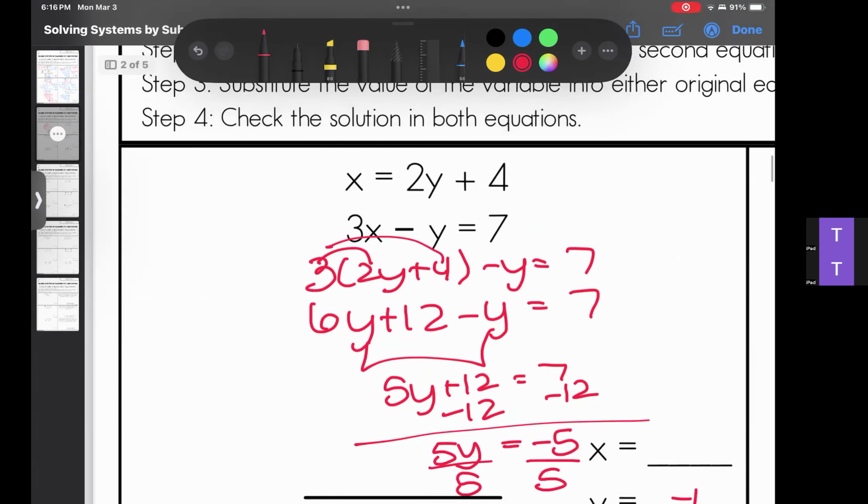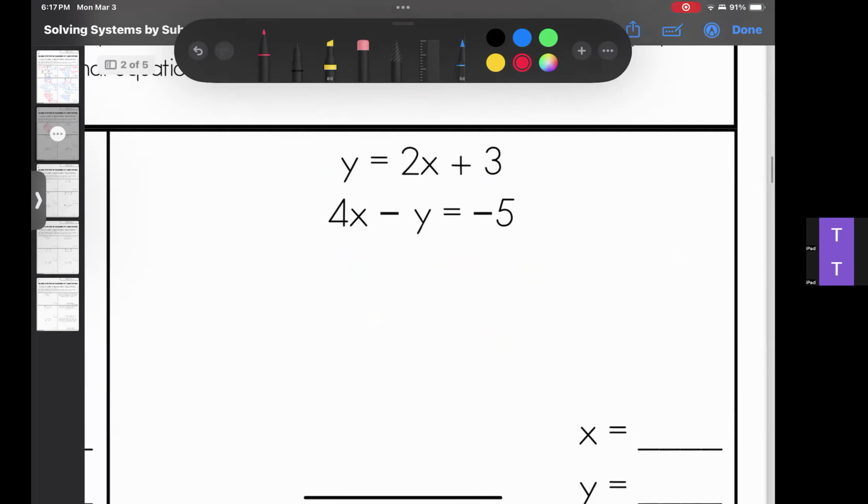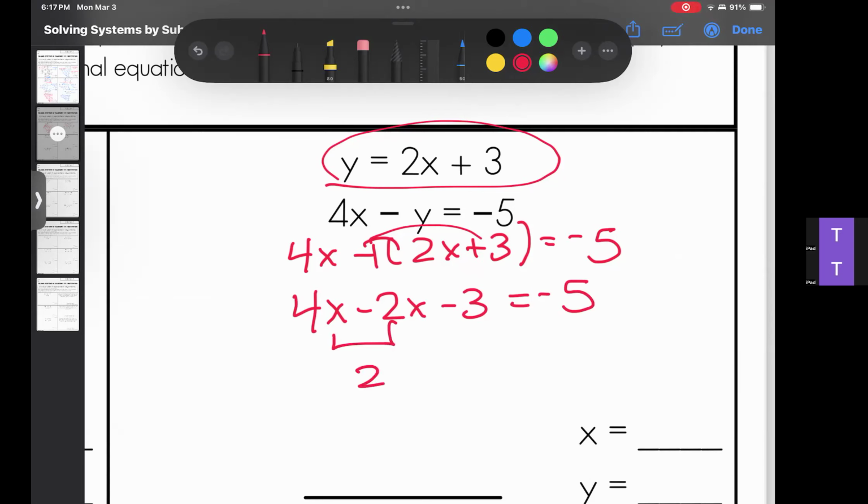And then we're going to take it up here, and put negative 1 in here. 2 times negative 1 is negative 2, plus 4 is 2. So if x is 2, then y is negative 1. Over here, y is in a nice format for us, so 4x minus the quantity 2x plus 3 equals negative 5. We're going to distribute this negative like it's a negative 1. So 4x minus 2x minus 3 equals negative 5. 2x minus 3 equals negative 5.